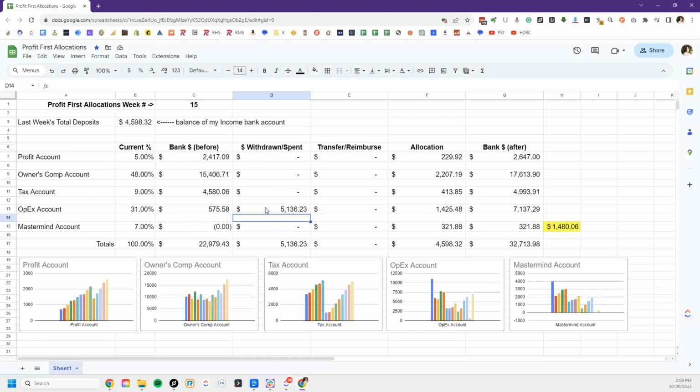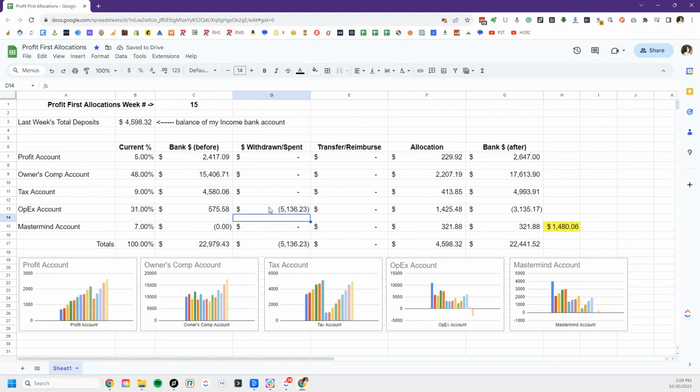I have a VA who works part-time for me a couple hours a week, helping me get stuff taken care of behind the scenes. And so that's the total money that went out of my account. And then that's actually a minus. I typed that as a positive number.